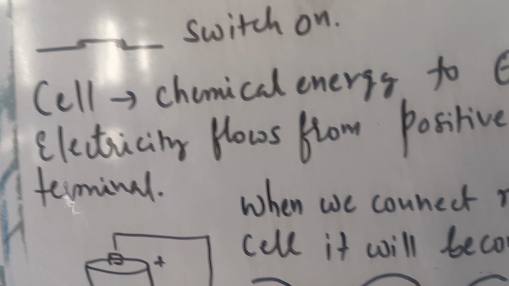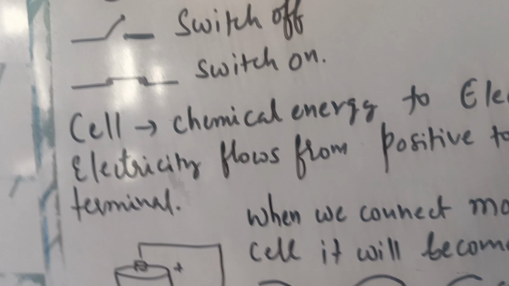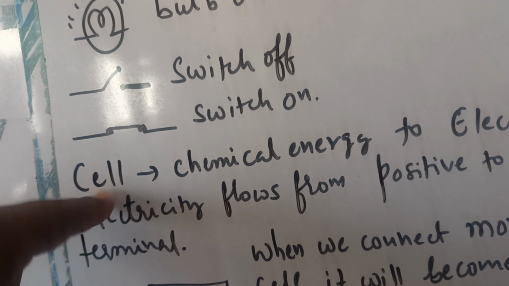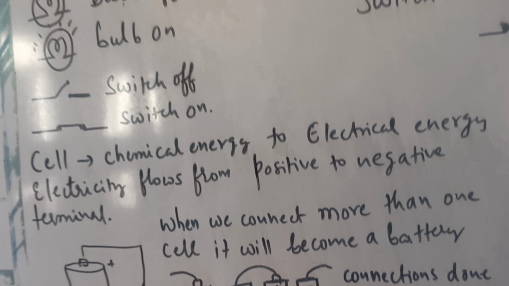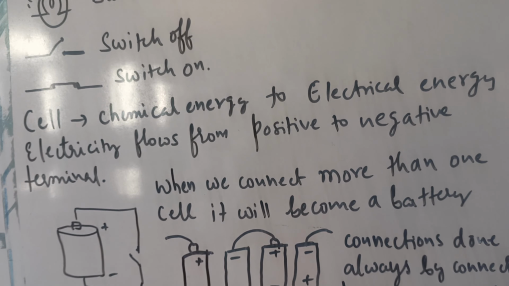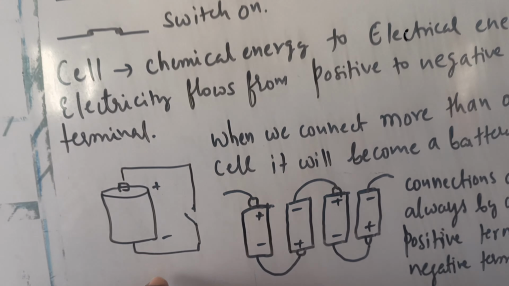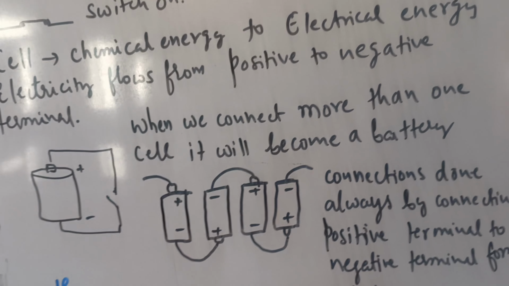Now cell. Cell is a device which converts C for chemical energy, E for electrical energy. Cell is a device which is used to convert chemical energy into electrical energy, and electricity flows from positive terminal to negative terminal. So more than one cell is called a battery.